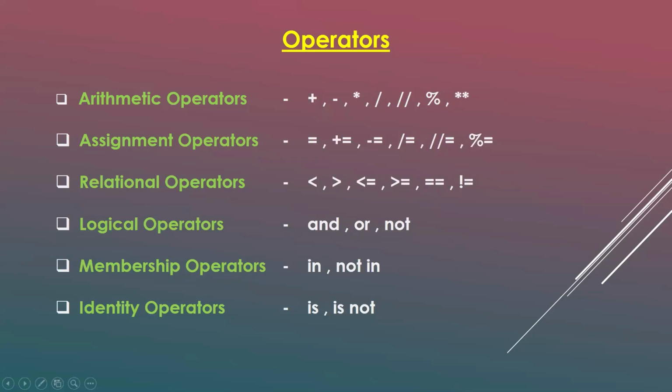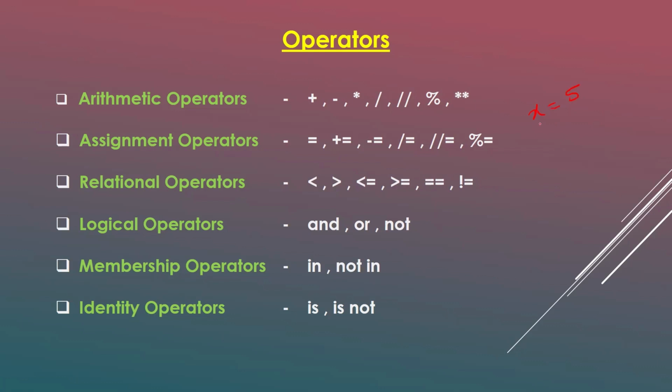Basically, operators are used to perform operations on values and variables. There are some kinds of symbols, like arithmetic operators, assignment operators, and relational operators. And we will also make use of some keywords for performing operations, like logical operators, membership operators, and identity operators.